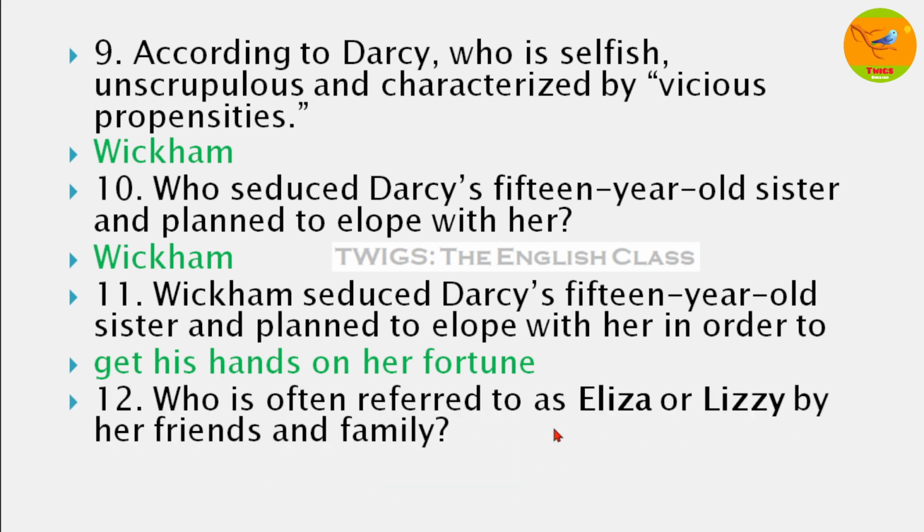Who is often referred to as Eliza or Lizzie by her friends and family? In the story, Elizabeth, the daughter whom Mr. Bennet loved the most and who is the central female character or the female protagonist, is Eliza or Lizzie. Actually, her name is Elizabeth Bennet, but she is popularly known as Eliza or Lizzie by her friends and family members. Elizabeth Bennet is the right answer here.